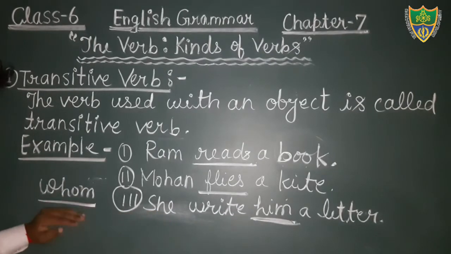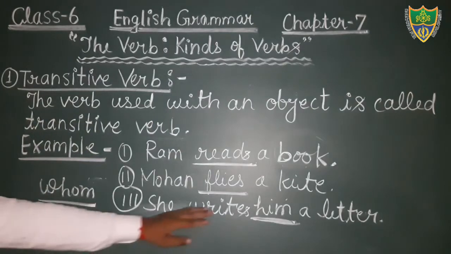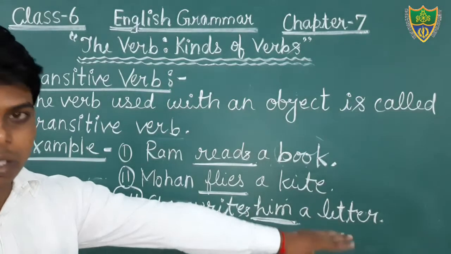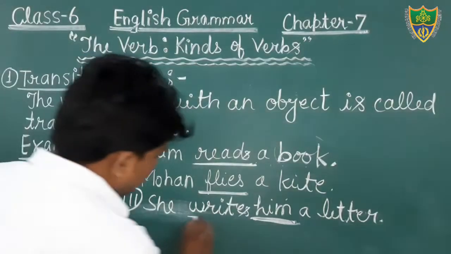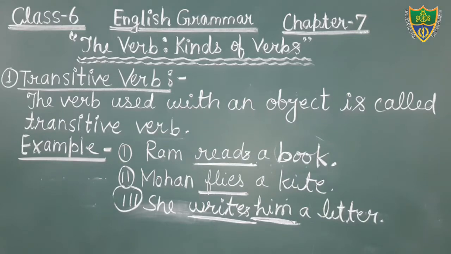Who writes, sorry, whom does she write? She writes a letter. She writes him a letter. Therefore, that is an object. What kind of object? That is an indirect object. Okay, students? So just write it. What is the verb here? That is the verb. So I hope that you all have understood the transitive verb.